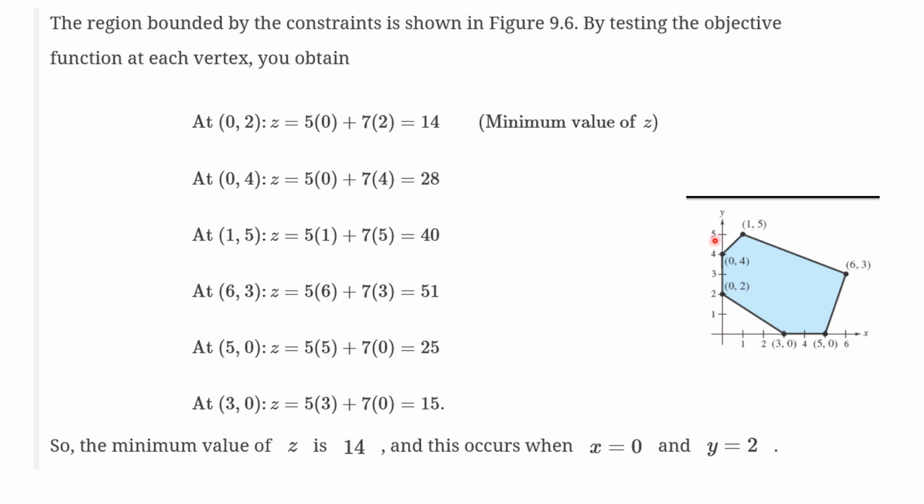You should end up with this as your feasible region, and those are the corner points that you get for the intersection, and you plug it into the objective function, and you're looking for the minimum. The minimum value is 14. This occurs when x is 0 and y is equal to 2.